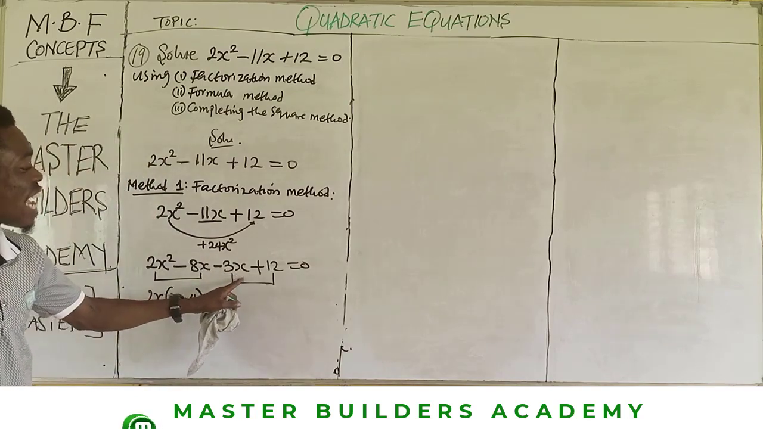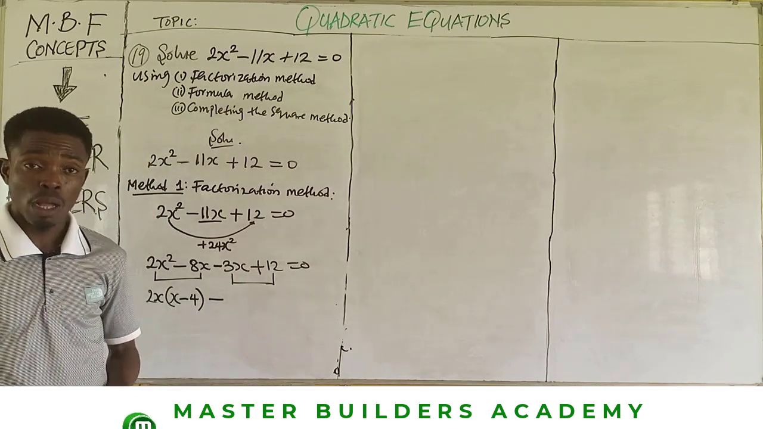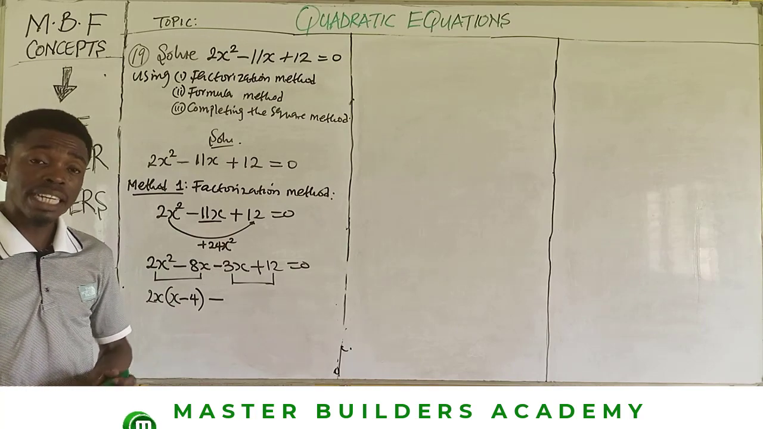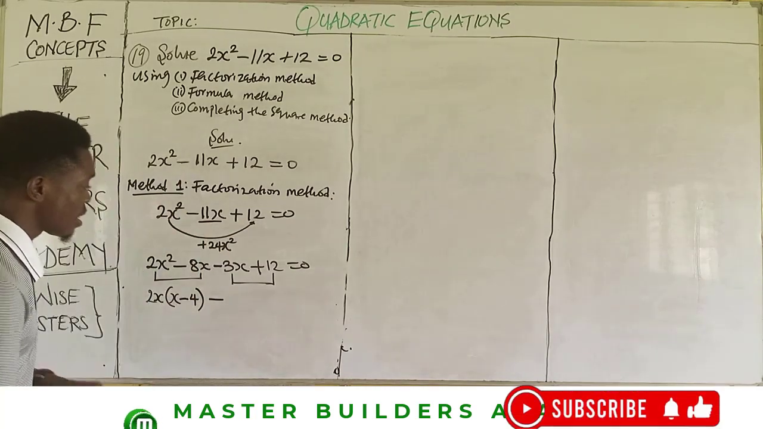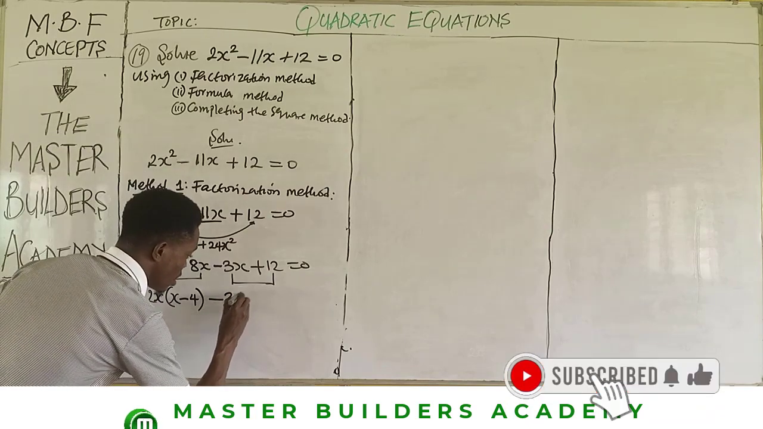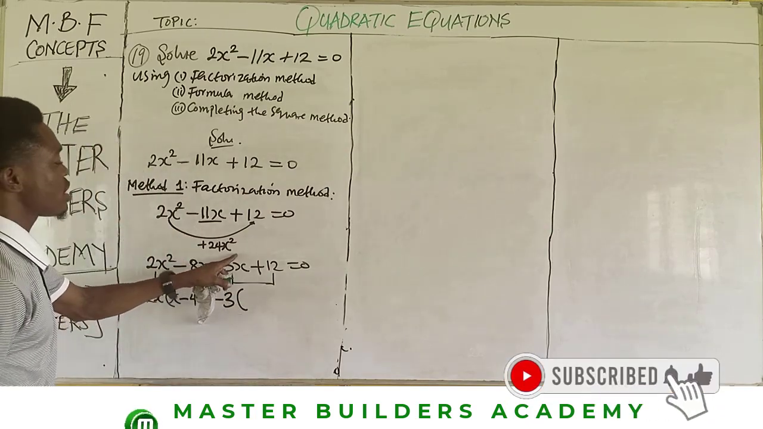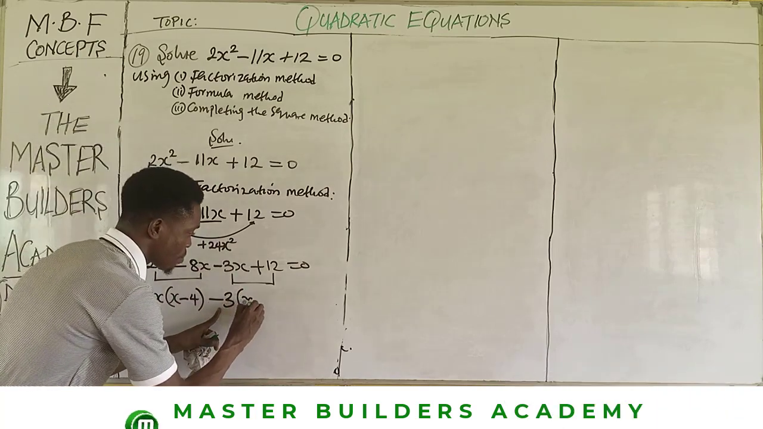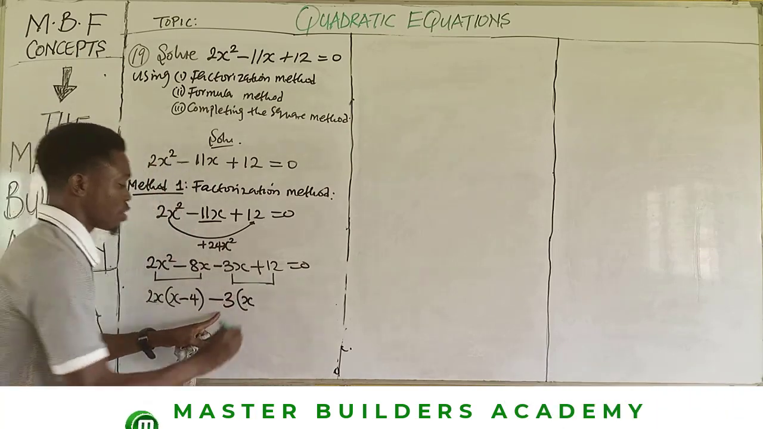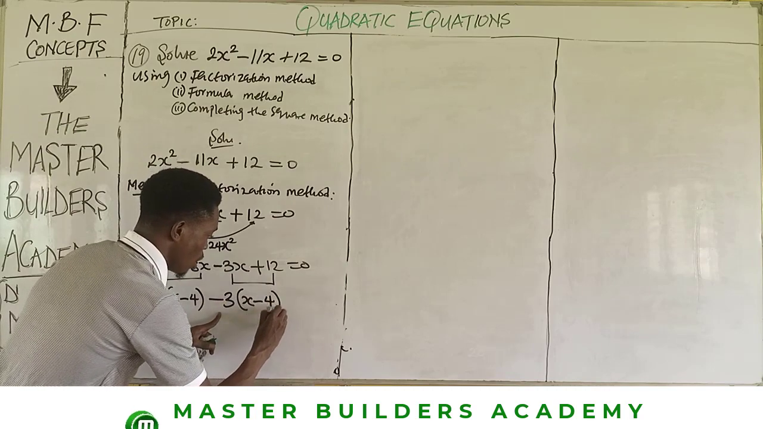Now between 3x and 12, x is not common, but 3 is common because 3 is a factor of 12, or 12 is divisible by 3. So that means 3 is common. So put down minus 3. Open a bracket now. Minus 3x divided by minus 3. Minus 3 cancels minus 3. We are left with positive x. Then plus 12 divided by minus 3. We are going to have minus 4, which is equal to 0.